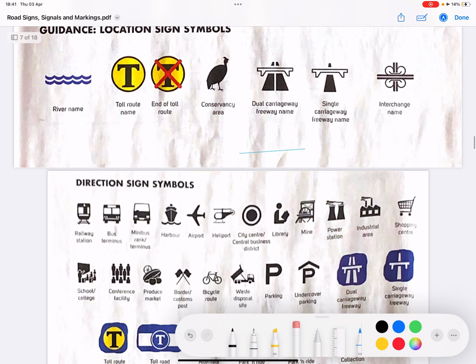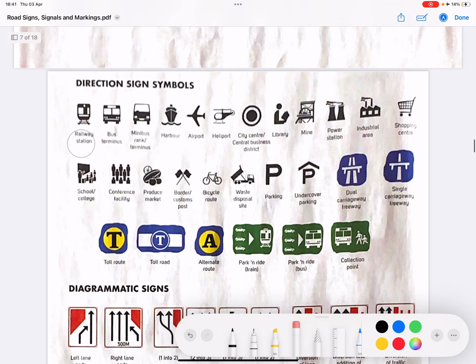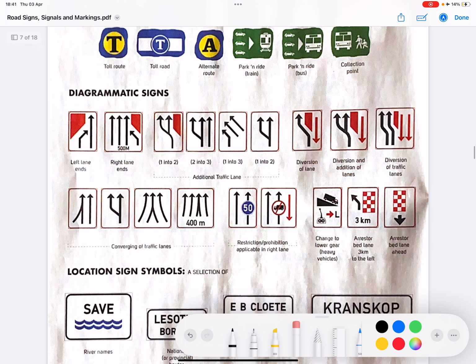So it's not really that confusing, because there's the railway station, a bus terminal, a minibus rank, a harbour, and you are going to the airport. And then we come to these ones.